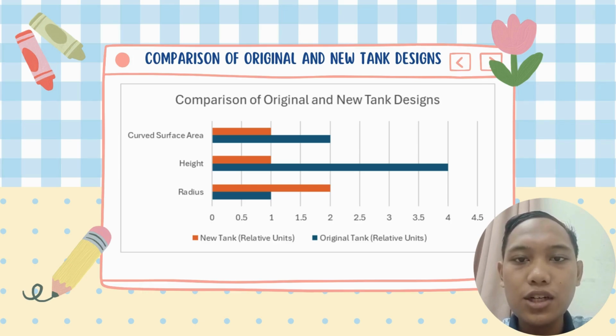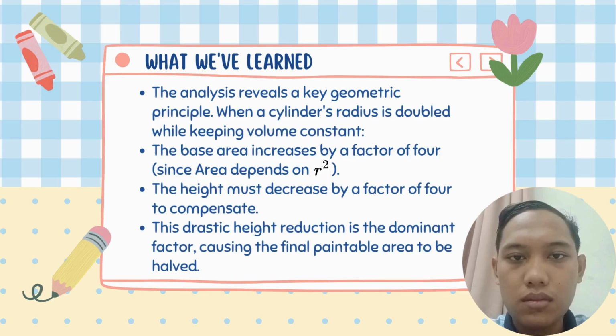The final result is shown in the curved surface area. The new tank's area is exactly half of the original tank's area. This visual makes the relationship we found very clear.